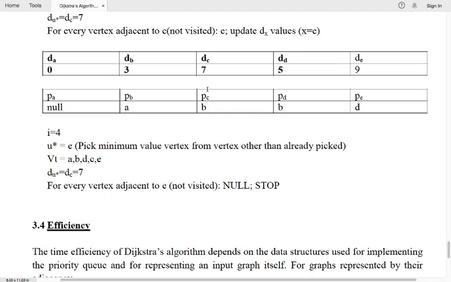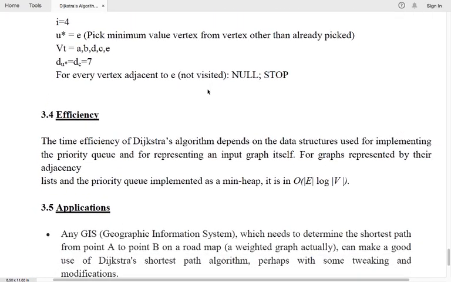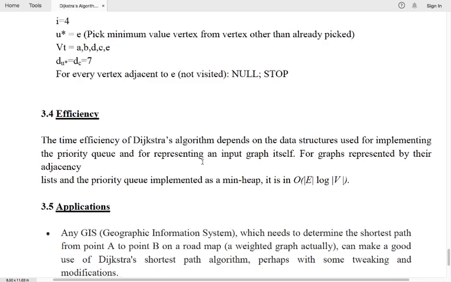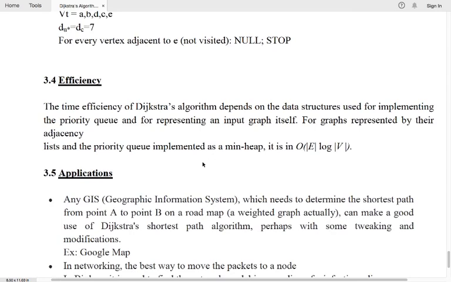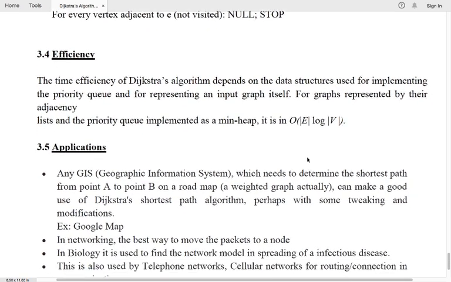You can trace the algorithm by taking an example and substituting the values into the formula. This is how Dijkstra's algorithm works. The time efficiency depends on the data structure for implementing the priority queue and for representing the input graph. If you represent it by an adjacency list and the priority queue is implemented as a min heap, then the complexity is given by big O of E log V.